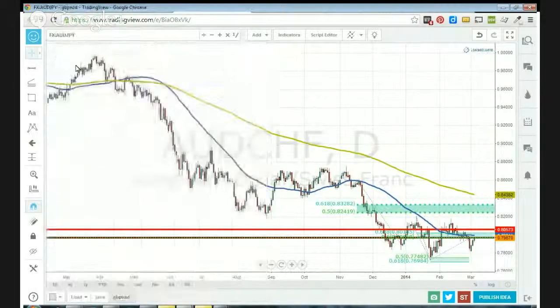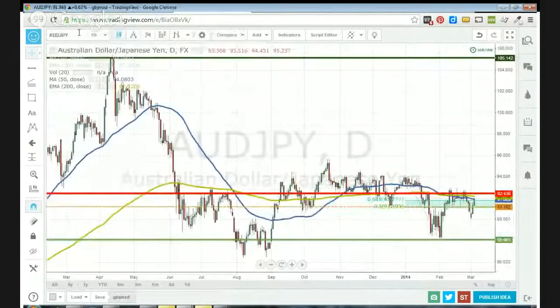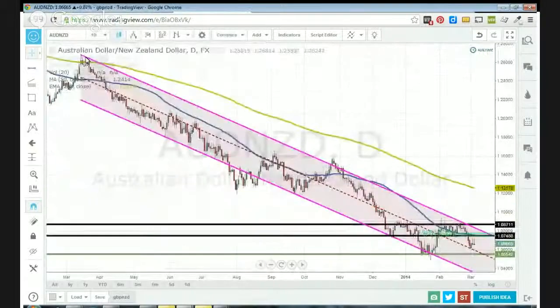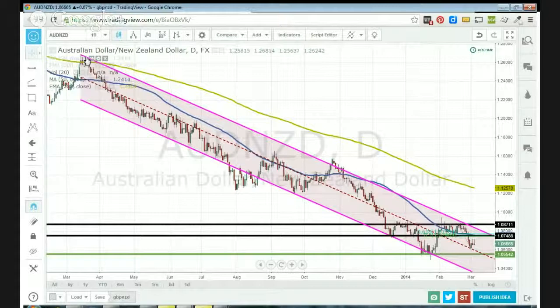Aussie Yen also in. Aussie Kiwi. And I also want to make sure. So I don't really have room for any more Australian dollar trades. I already have too many on.